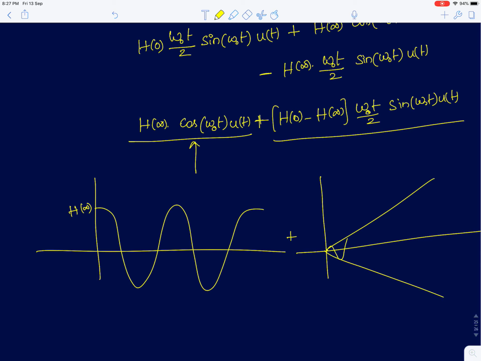Here it is going to start at 0, okay, and the slope with which the amplitude will rise will be omega naught into h of 0 minus h infinity by 2. Okay, this is the envelope slope, the amplitude slope, the slope of the amplitude of the sine wave.